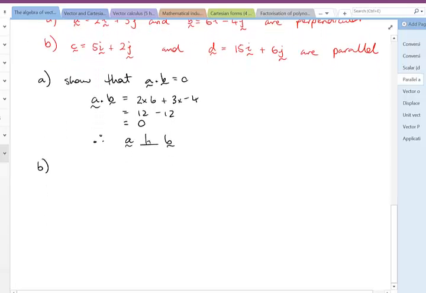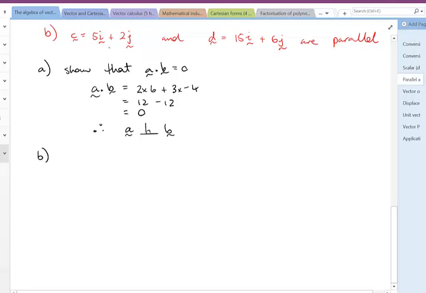And when we look at part B, we're trying to show that C and D are parallel. The easiest way to do that is to show that D is some multiple of C. So D, if we take out a common factor of 3 here, is 3 lots of 5i plus 2j, which means that D is actually 3C. And so if D is equal to 3C, then it means that D is parallel to C. There we have it. That's parallel and perpendicular vectors.